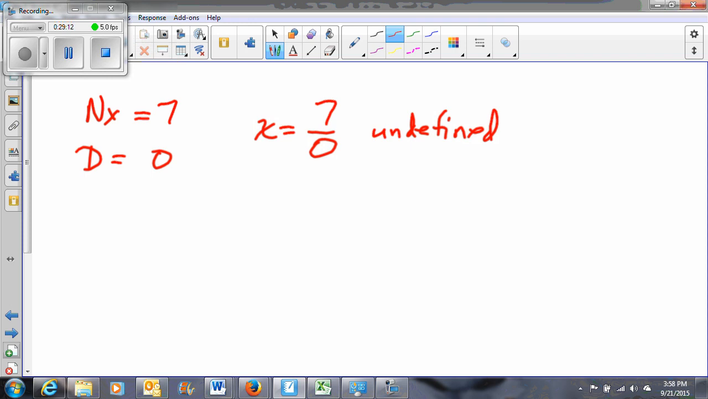Somebody the other day showed me what Siri does when you try to divide by 0. So sometime if you're interested in being amused, ask Siri what you get when you divide by 0.